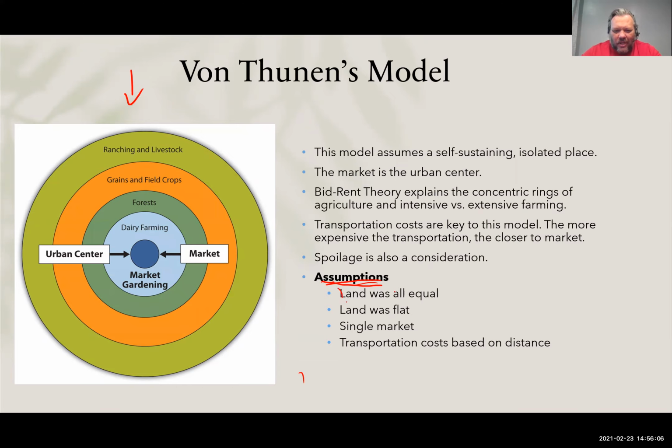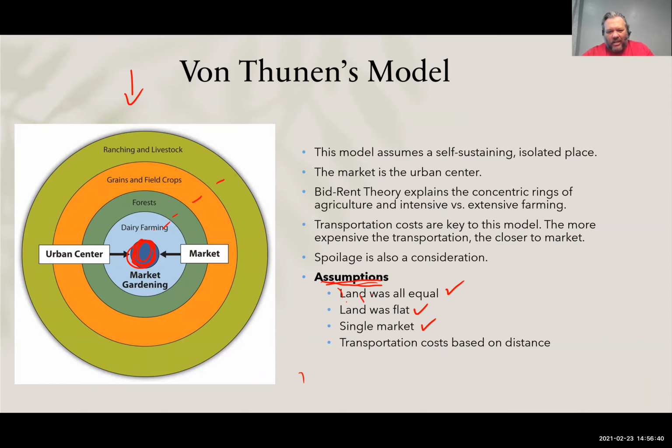But anyway, so the first assumption is that all land is equal. Land is flat. That there's a single market, and this was definitely true back then, because if this is where you live, there was one market. We didn't have these huge transportation networks, and so that's the key to this. So we have this market here, and then he looked at cities that had developed and how the concentric rings around that city developed in different parts of agriculture.